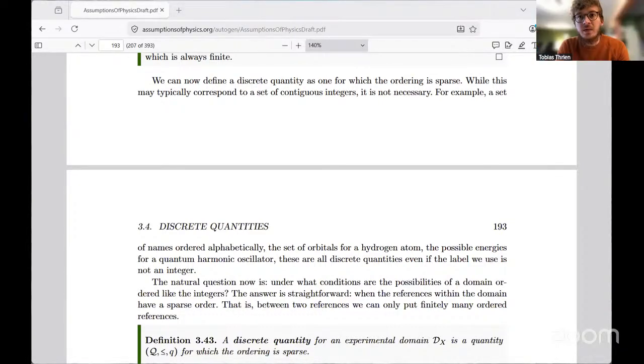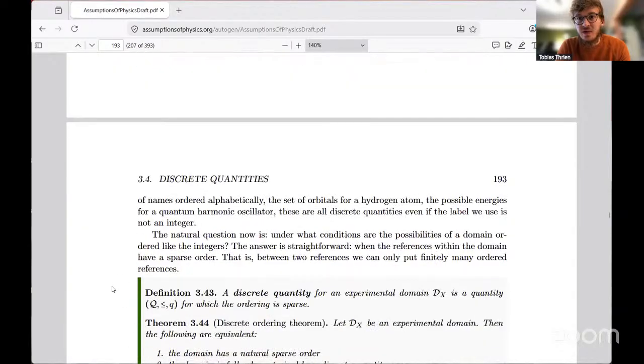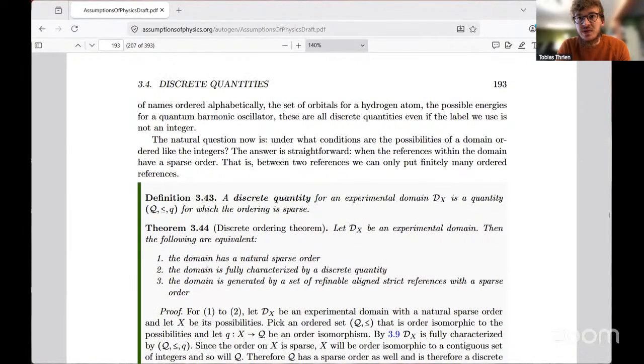We can now define a discrete quantity as one for which the ordering is sparse. While this may typically correspond to a set of contiguous integers, it is not necessary. For example, the set of names ordered alphabetically, the set of orbitals for a hydrogen atom, the possible energies for a quantum harmonic oscillator. These are all discrete quantities, even if the label we use is not an integer.